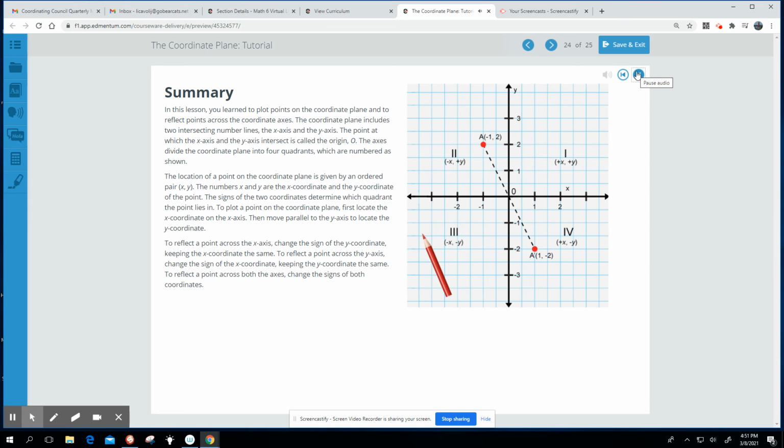To reflect a point across the x-axis, change the sign of the y-coordinate, keeping the x-coordinate the same. To reflect a point across the y-axis, change the sign of the x-coordinate, keeping the y-coordinate the same. To reflect a point across both axes, change the signs of both coordinates.